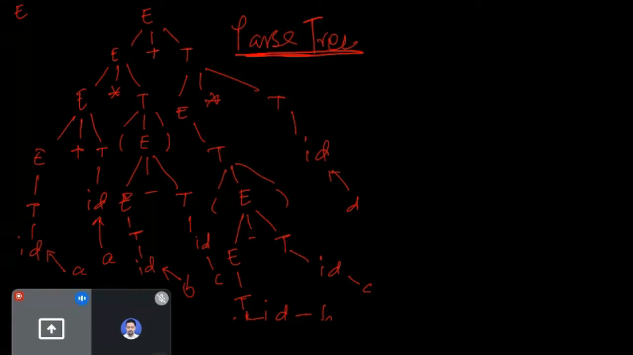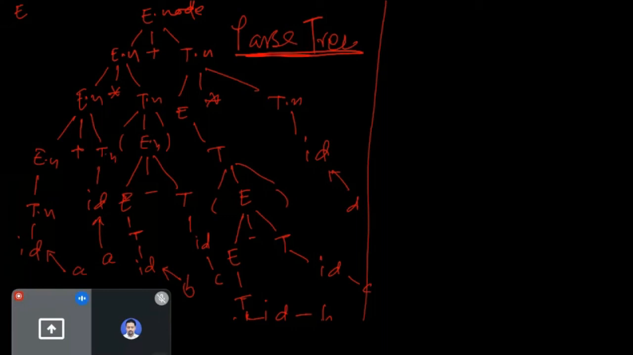Now, on this parse tree, if I use the semantic rules that I showed you in the previous slide, what will happen? We have E.node equal to E.node plus T.node. I'm just writing .N instead of node. So everywhere we have an E or T, we just call the node function, and if they are leaves, we call the leaf function.